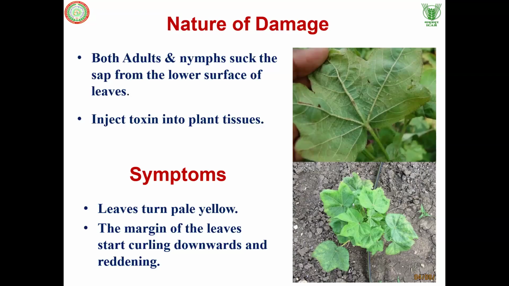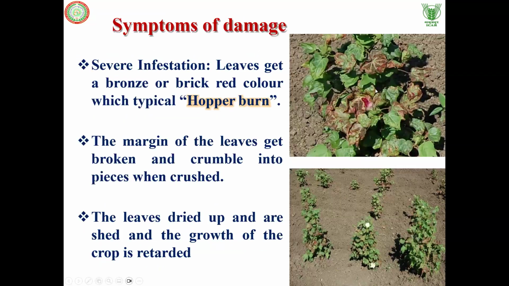If you look at the symptoms these leaf hoppers cause, initially the leaf will turn pale yellow, followed by the margins of the leaves curling downwards, and with severe infestation the leaves turn reddish. That is called hopper burn symptoms. Why do we get hopper burn symptoms? Because these hoppers inject toxic saliva. This toxic saliva leads to proliferation of the tissues, which leads to complete reddening of the leaf that we can observe.